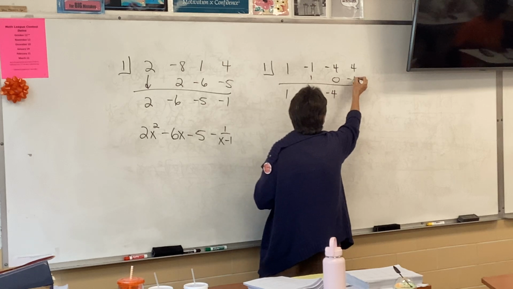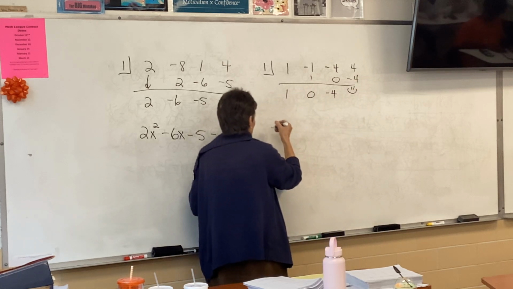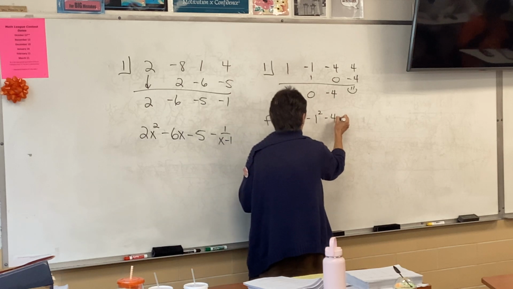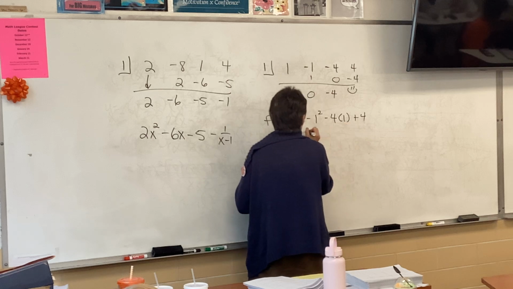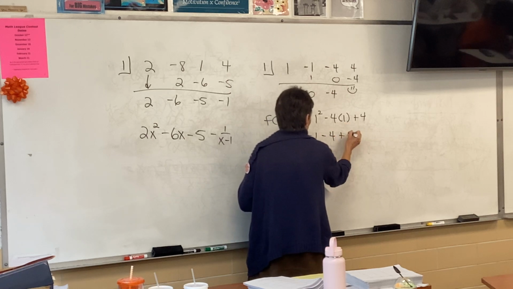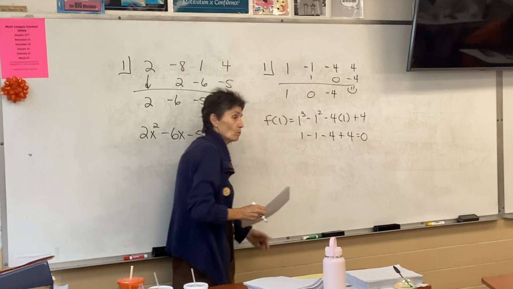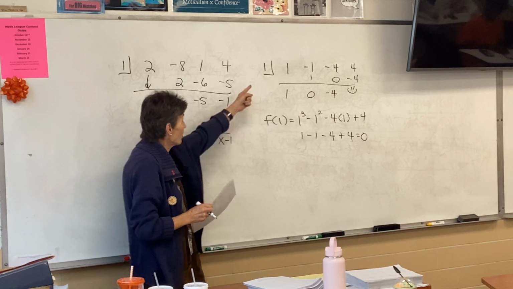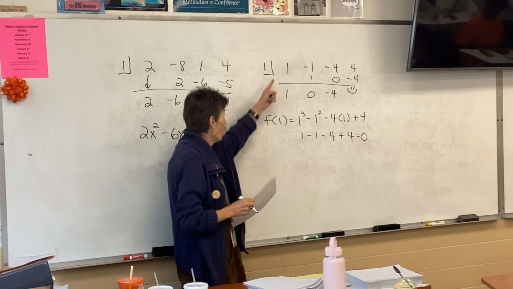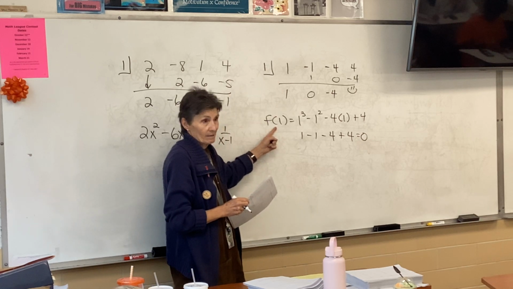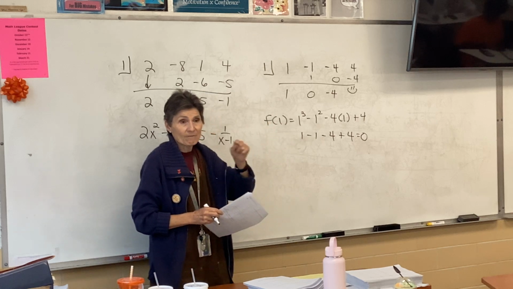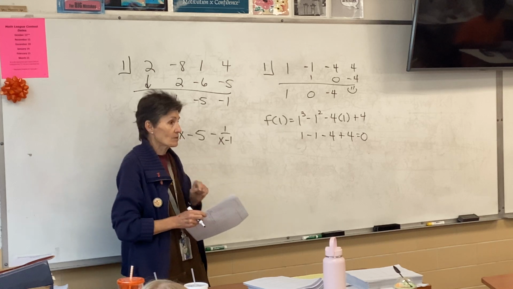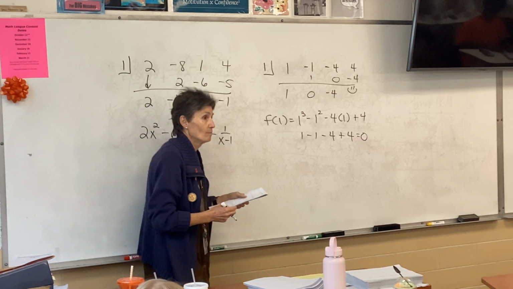So here, all right, so I got a remainder of 0. If I plug in 1, I have 1 cubed minus 1 squared minus 4 times 1 plus 4, and that is going to also equal 0. So you can do either one. If you want to know if something is a factor, you can either divide out the number, or you can plug the number in. Either way, if it's a factor, you will end up with 0. If you end up with something else, then the answer is no.